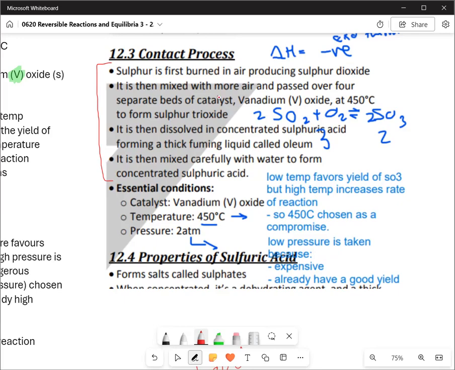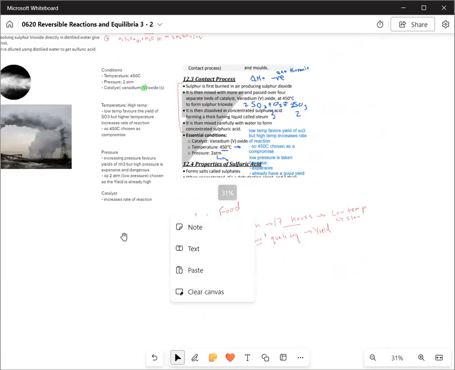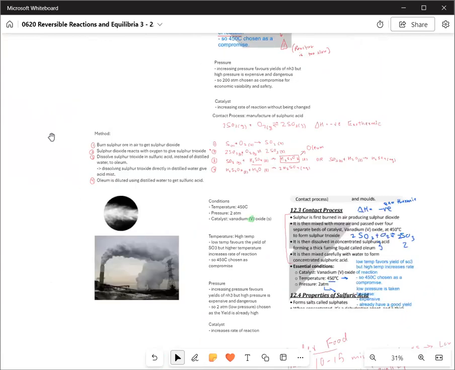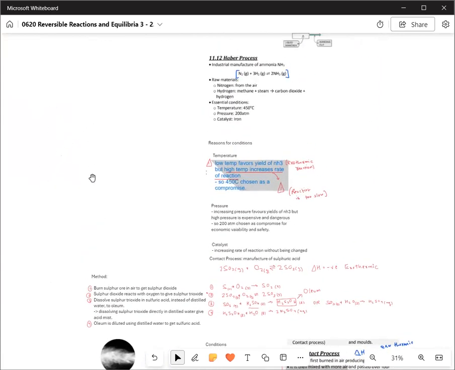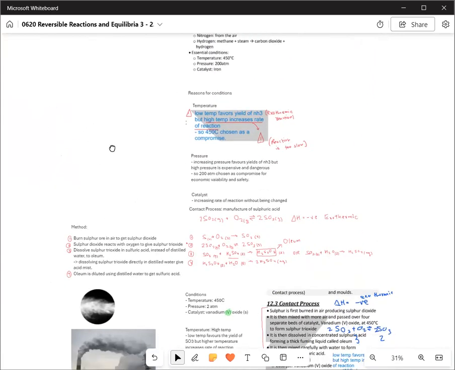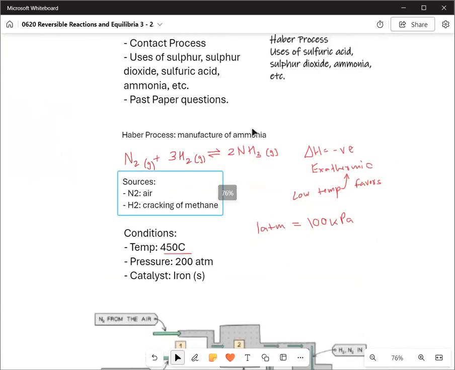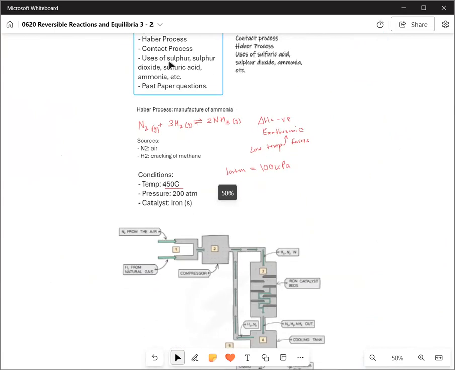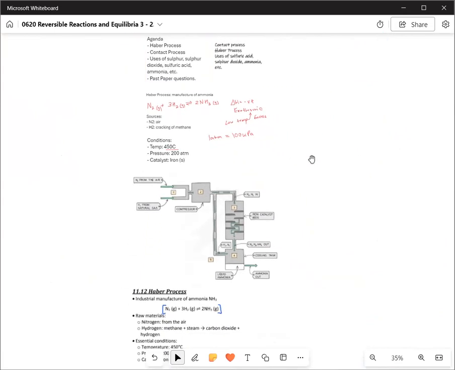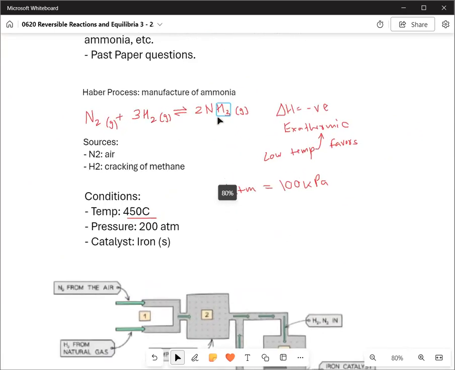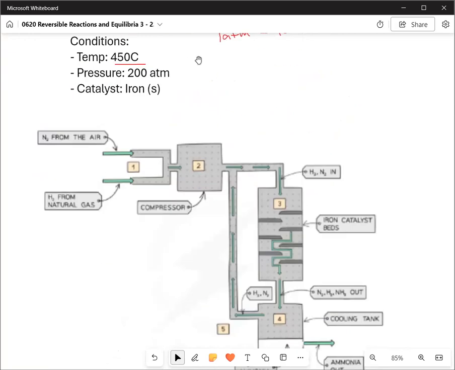Yeah, let's continue. That's done, right? So those were the two steps: contact process and Haber process. Just a few things you need to know before we wrap up the class. You should know about the uses of sulfuric acid, sulfur dioxide, and ammonia. Because why are we making sulfur dioxide? Why are we making sulfur trioxide? Why are we making ammonia? Each of these has its own uses.